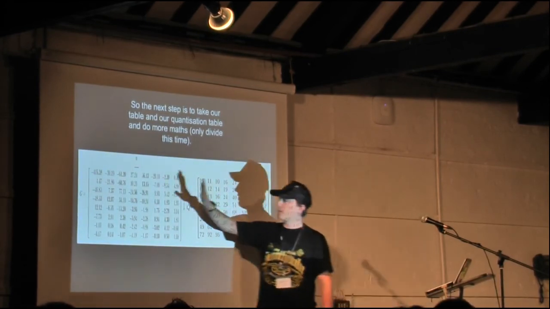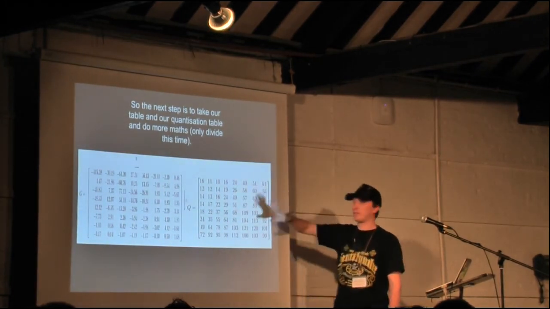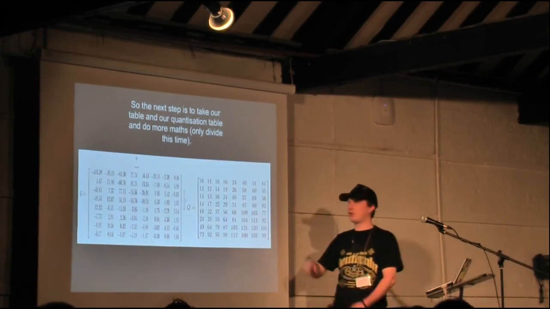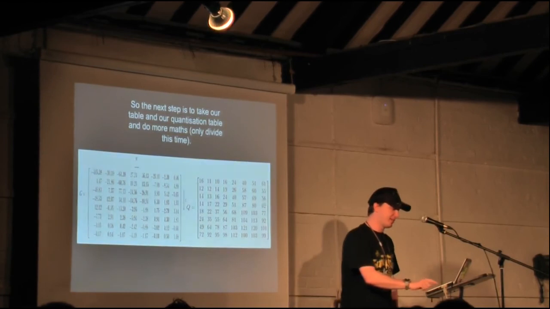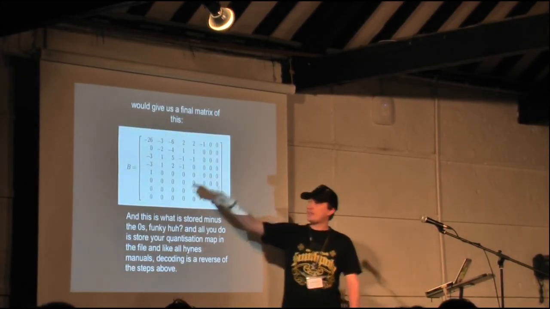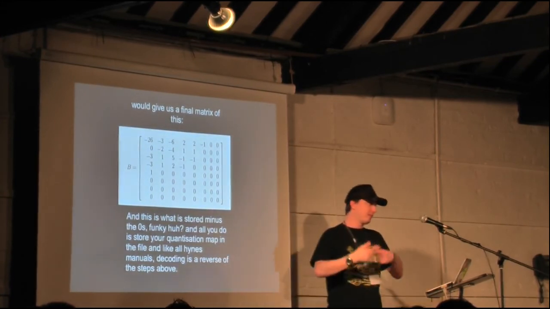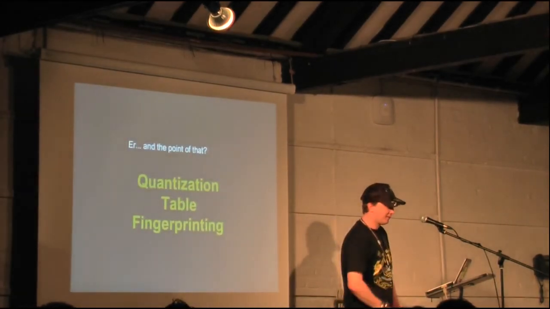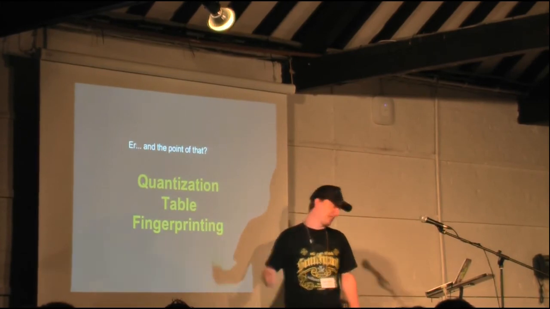Now, this table is made from maths, and this bit is provided by the software manufacturer. So Adobe, or Apple, or Nikon, or whoever. They set these numbers. This one happens to be set by the JPEG standard. So, once you've done that bit of maths, you end up with this. You strip out all the zeros, and you've got your compressed image. The decoding is basically the reverse of that. Simple, really. Right, so the point of all of that maths is quantization table fingerprinting.